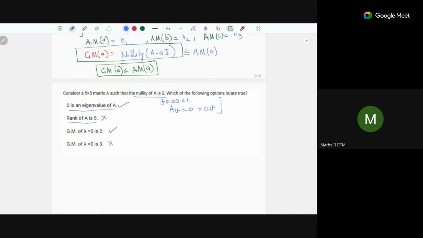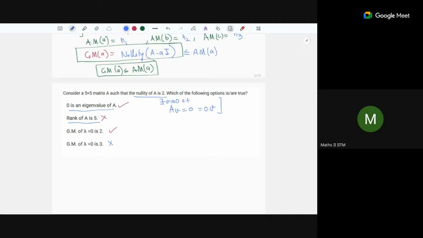Now, because of the rank-nullity theorem, the second option can't be correct, because rank of A plus nullity of A is equal to 5, the number of columns. In this case, nullity is given to be 2, so rank is exactly 3. So rank cannot be 5, so that is the wrong answer.